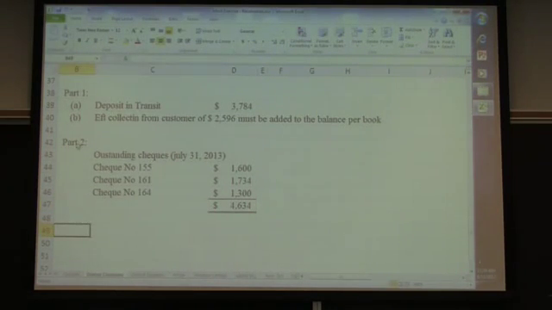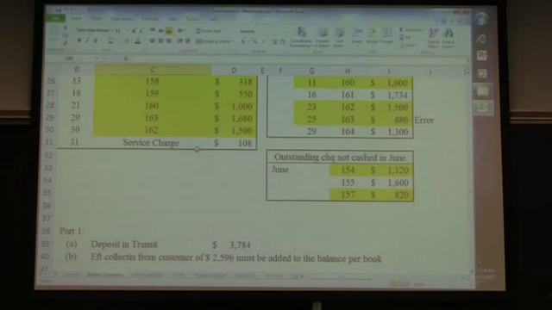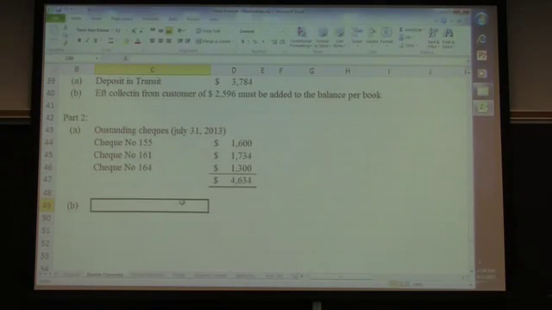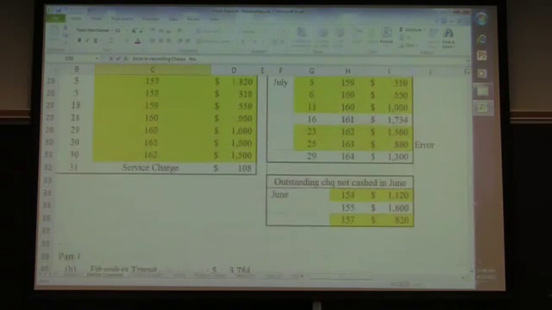And then the other items that we need to pay attention to in this case is that the bank has also recorded a service charge that has to be accounted for in the book here. The service charge is $108. And also there's an error in recording check number 163, because we recorded 880, but the bank cleared it as 1680.